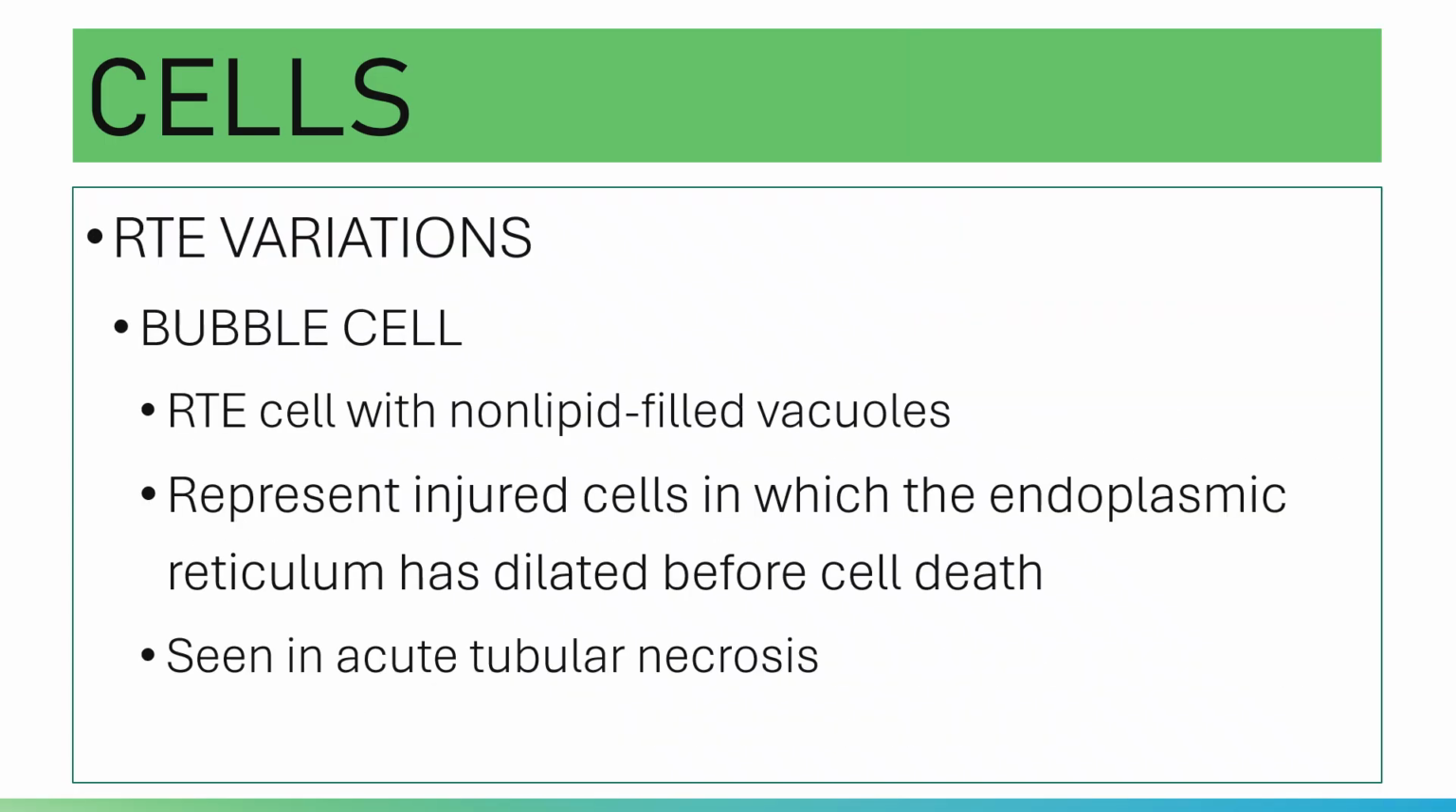Now, your bubble cell is a renal tubular epithelial cell with non-lipid filled vacuoles. Your bubble cell is seen in acute tubular necrosis. It represents injured cells wherein the endoplasmic reticulum has dilated before death, causing a vacuole. That is for your bubble cell.